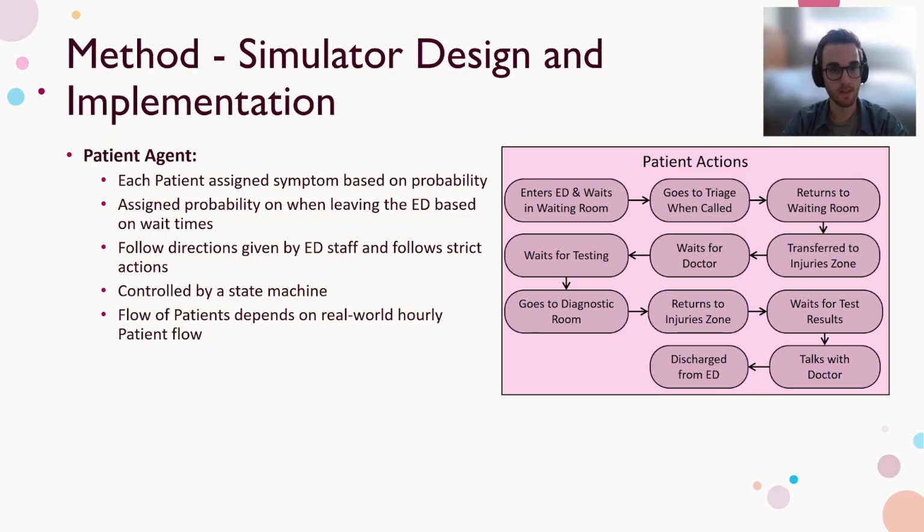Patient agents are designed to interact dynamically with staff agents. Each patient is assigned symptoms probabilistically and has a likelihood of leaving the ED depending on wait times. Their journey from arrival and triage through testing, consultation, and eventual discharge is controlled by a state machine, ensuring they follow realistic, rule-based behavior. The flow of patients is driven by real-world hourly arrival data, allowing the simulation to reproduce authentic patterns of crowding and delay.